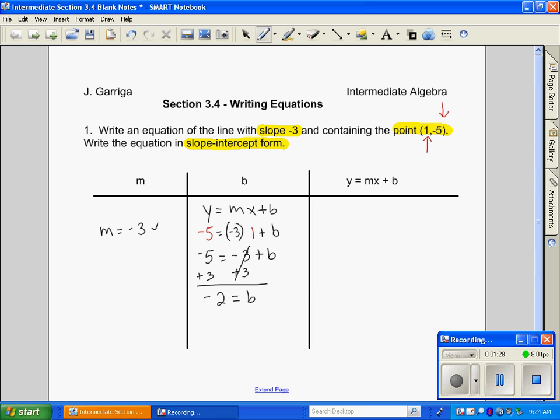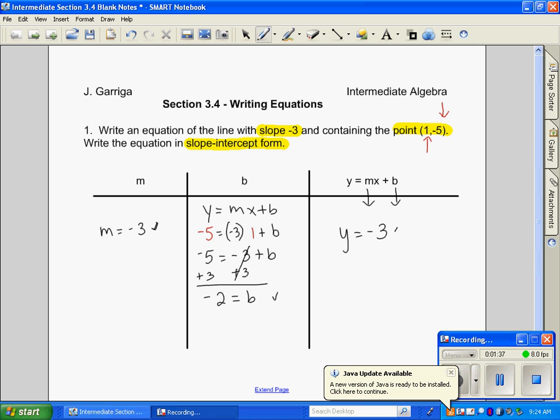Once you have your m, once you have your b, the last step is to plug in the m and plug in the b. So y equals -3x, and then my b is -2. So this is the equation in slope-intercept form of a line that has a slope of -3 and goes through the point (1, -5).